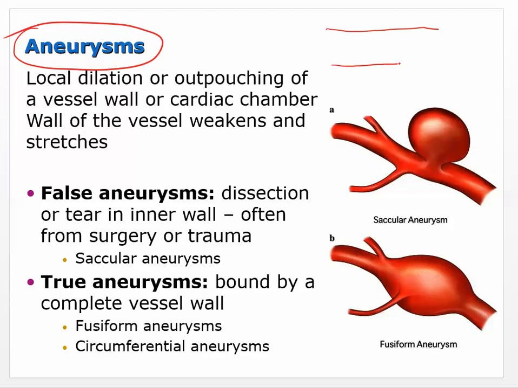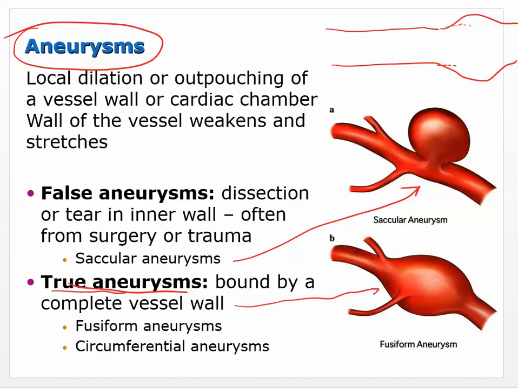Now, if it's a weakening that's more consistent with both sides, so you have a weakening here and here, then it's going to push out on both sides, and that's going to be a true aneurysm. So false aneurysm: dissection or tear of the inner wall, often from surgery or trauma, and that's where you see something like a saccular aneurysm. True aneurysm: bound by a complete vessel wall, but it's still going to be a weakening, right?